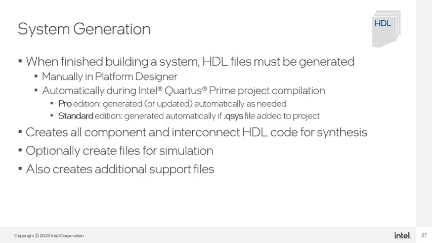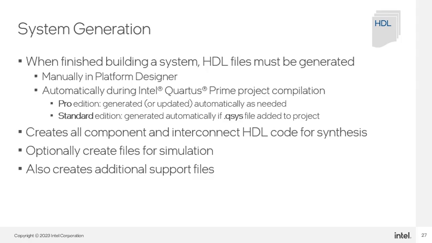Once you've finished your system design, you need to generate the HDL code that describes the system's components, interface connections, and interconnect. Generation creates all the files needed to synthesize or simulate the system, as well as additional support files that may be needed for things like software development for an embedded processor. It can be performed either manually in Platform Designer or automatically during compilation of the main Intel Quartus Prime project.